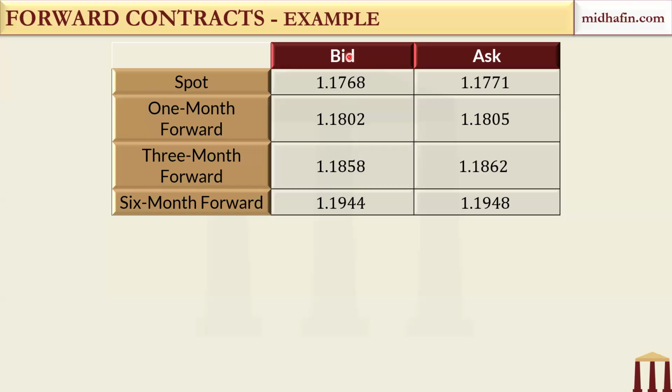Now, what is the bid price? The bid price represents the price at which any dealer is willing to buy the asset. So it's the buying price for the dealer. Whereas the ask price, the name itself is very clear. Ask means the dealer is asking this much price to sell it. So this is the price at which they are willing to sell it. So for the dealer, this is the buy price, this is the sell price.